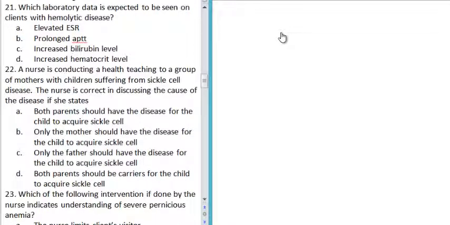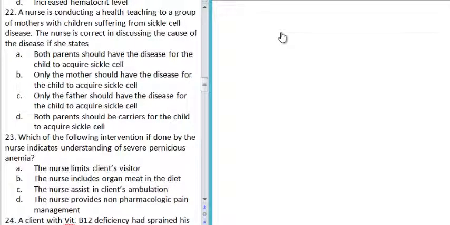Next, number 21. Which lab data is expected to be seen on clients with hemolytic disease? Like I said, A, elevated ESR is for inflammation. Prolonged APTT is for bleeding patients, bleeding tendencies. So C or D? Answer, letter C. Because of hemolysis, there's increased bilirubin. This is due to hemolysis.